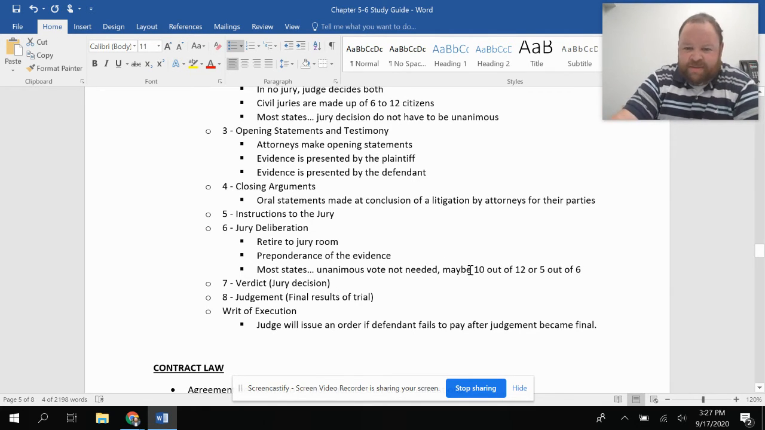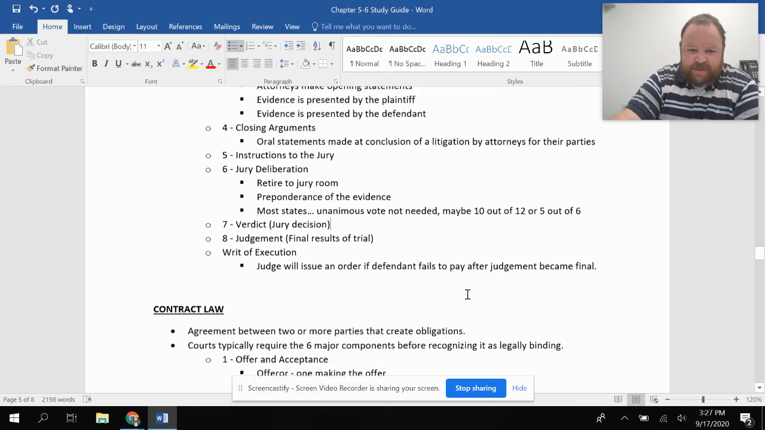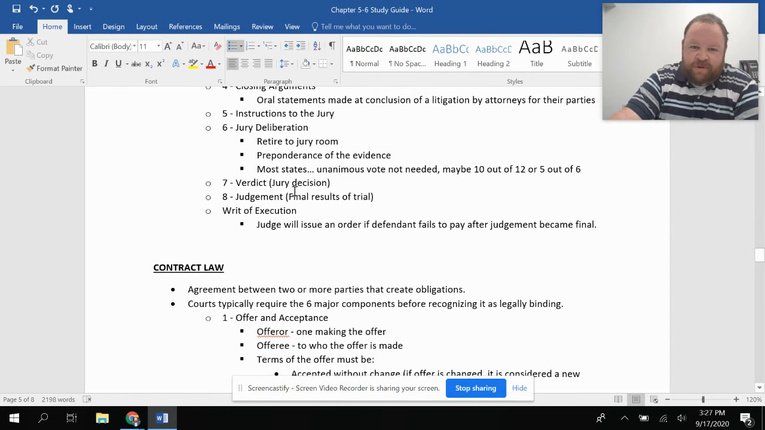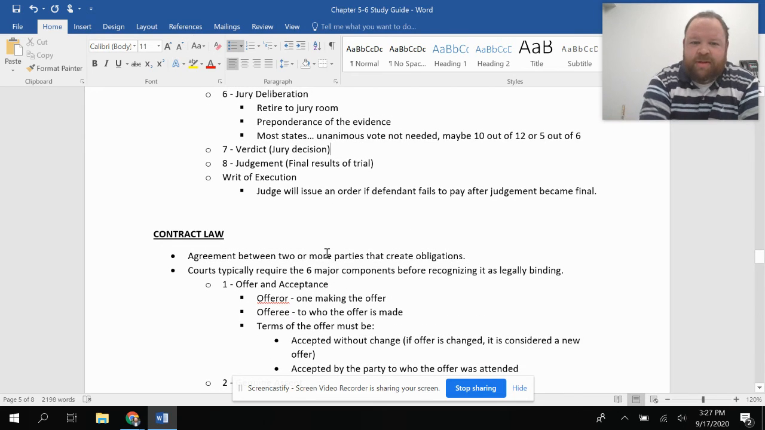Like I said, it's 10 of 12 if it's a 12-person jury, and 5 of 6 have to agree if it's a 6-person jury. The verdict is the jury decision. The judgment is the final result. And remember the writ of execution. This is where the judge will issue an order if the defendant fails to pay after a judgment becomes final.